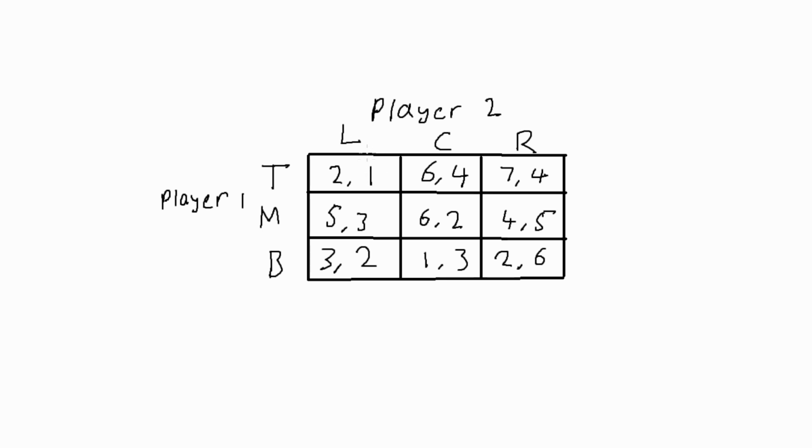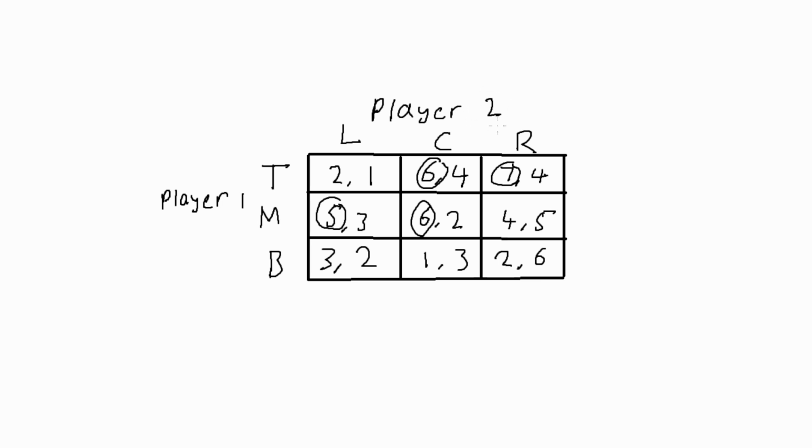Okay, let's begin. So if player 2 goes left, player 1's best response will be to play middle, getting a payoff of 5. Then if player 2 goes center, player 1 will be indifferent between choosing top or middle, both with a payoff of 6. And if player 2 chooses right, player 1 looks at 7, 4, and 2, and 7 is the biggest.